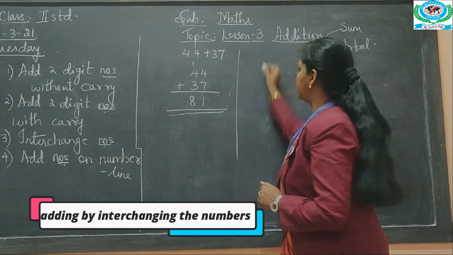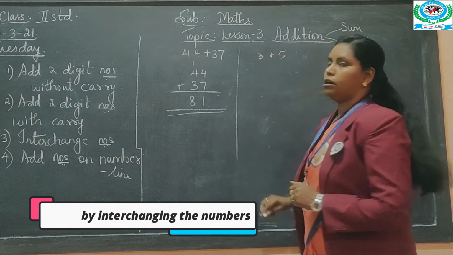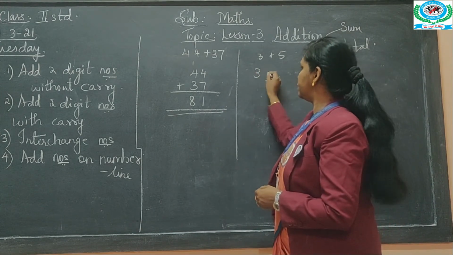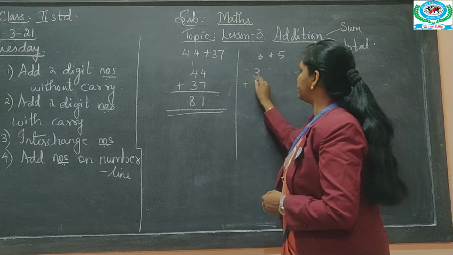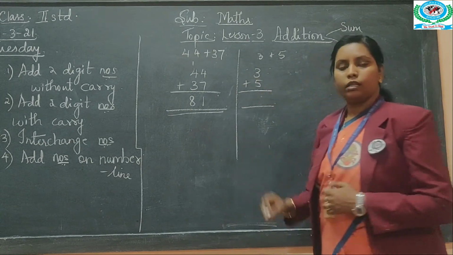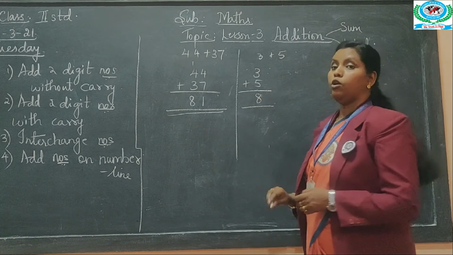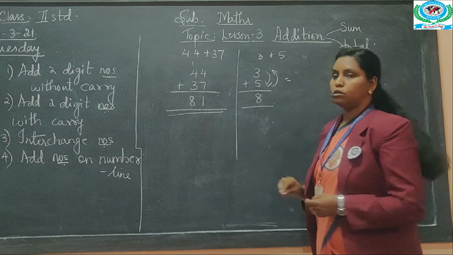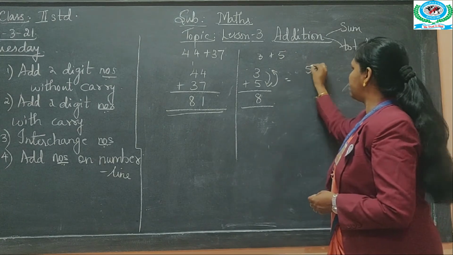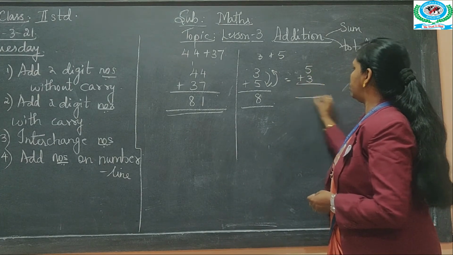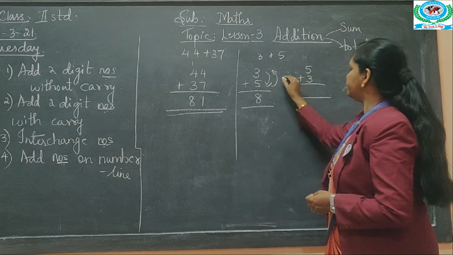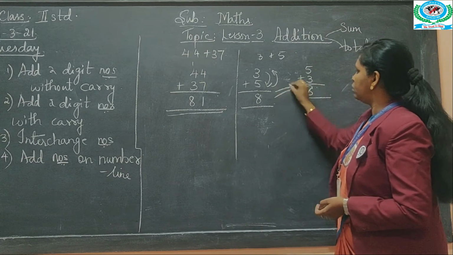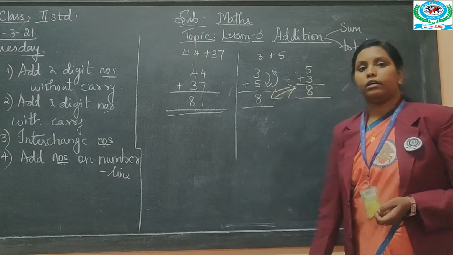For example, suppose 3 and 5. You should find the sum of 3 and 5. How will you find this? 3 plus 5 is nothing but 8. When you interchange the numbers like this, what will happen? This 5 will come here and this 3 will come down. So what will happen now? 5 plus 3 also is 8. So these two are equal.